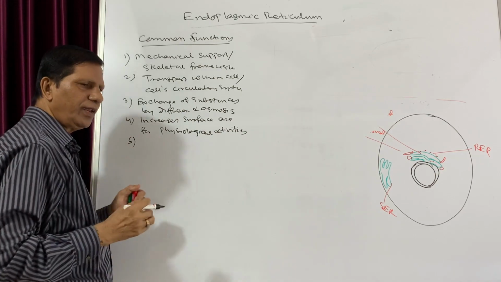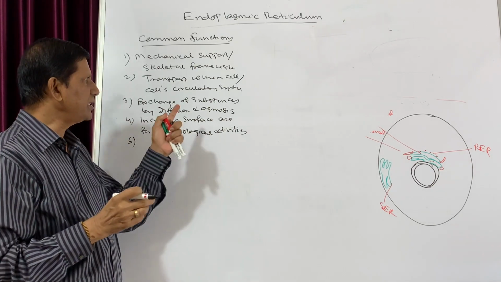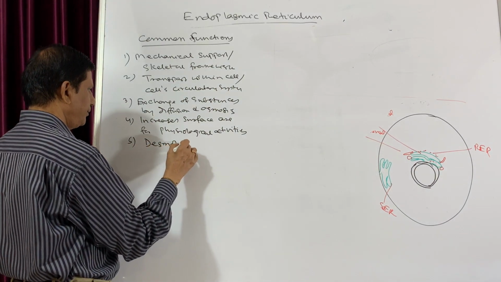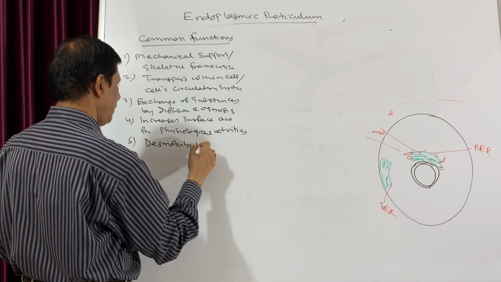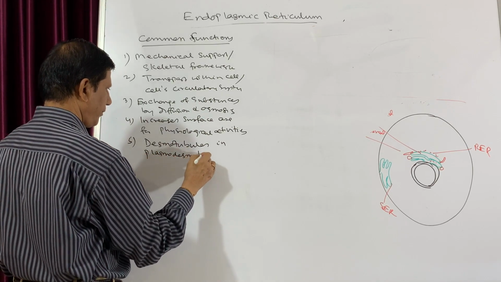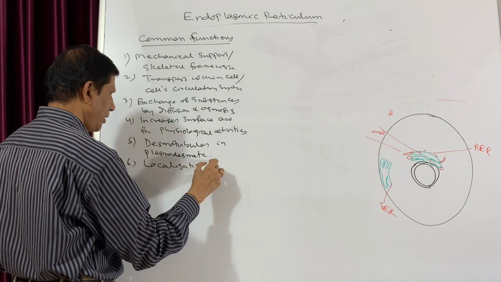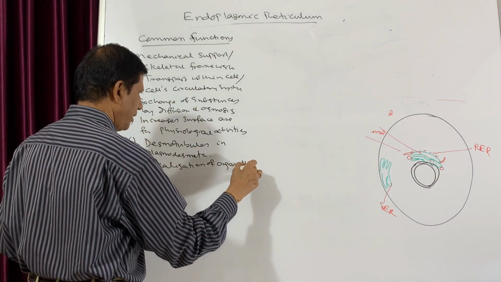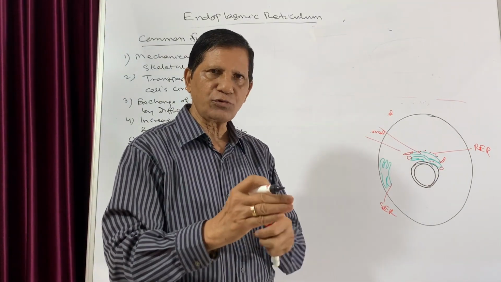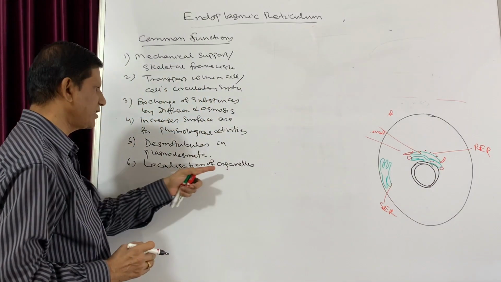The next one, in plant cells, two cells are interconnected by means of plasmodesmata, and in the plasmodesmata, the endoplasmic reticulum is present in the form of desmotubules. So desmotubules in plasmodesmata. Then the next point is localization of organelles. That means which organelle will be placed at which place, and there should not be any link between one another. They will be completely free from one another.